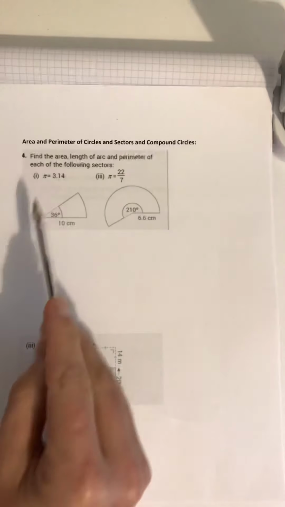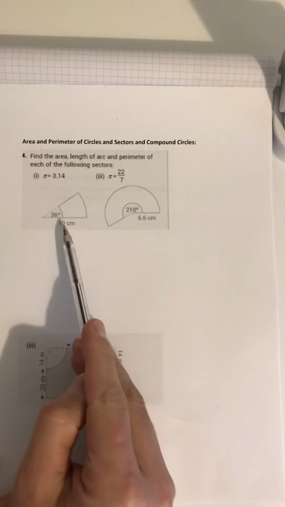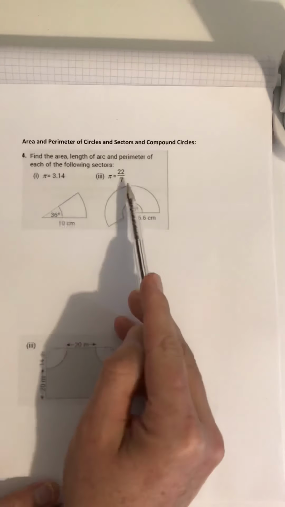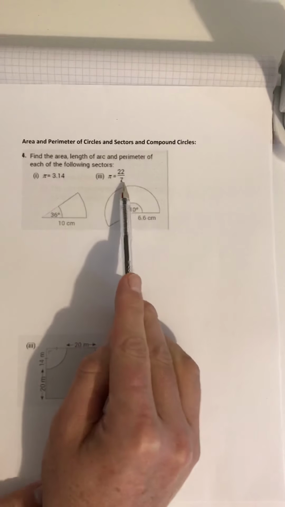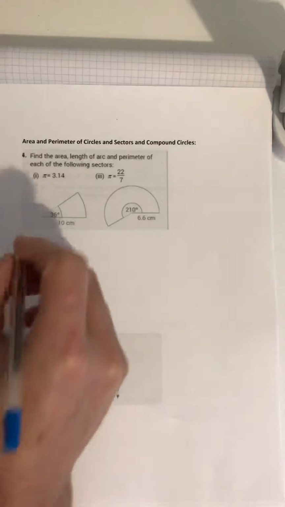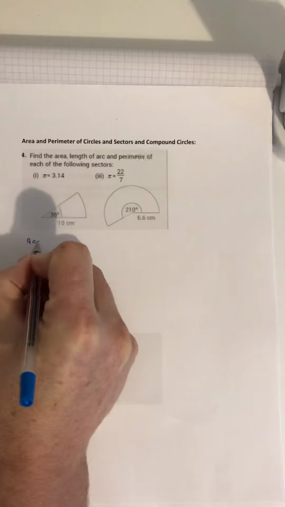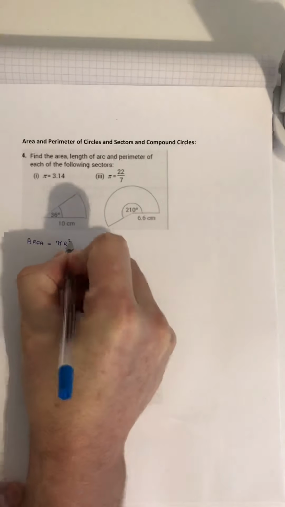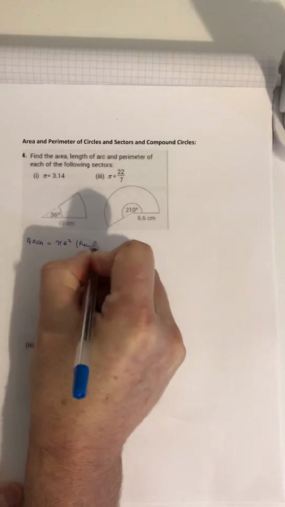So in part 1, the radius is 10, the angle is 36, and in this one we'll use 22/7, okay? So there's just a few questions here for you. And it doesn't really matter which way we use it, but we know that the area of a full circle is pi r squared, okay? But that's for a full circle.